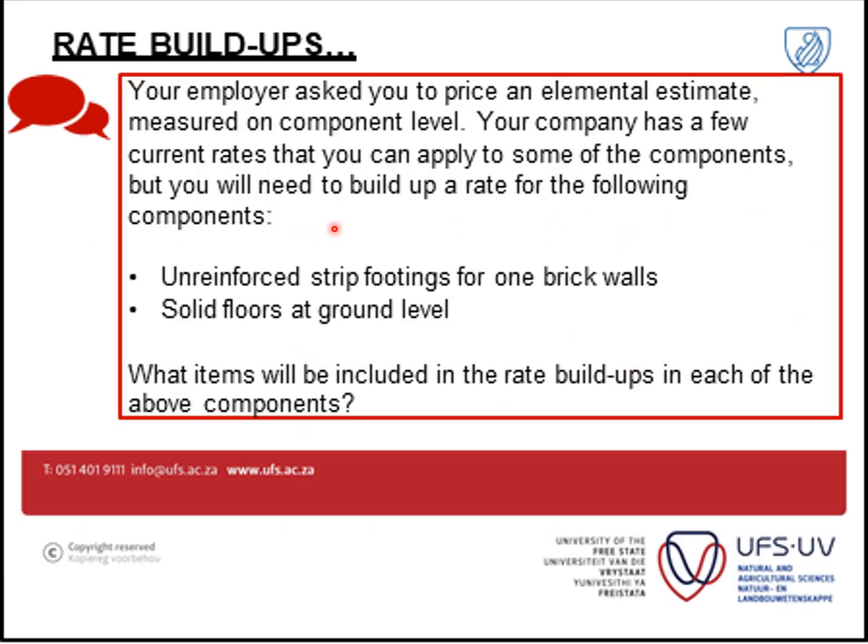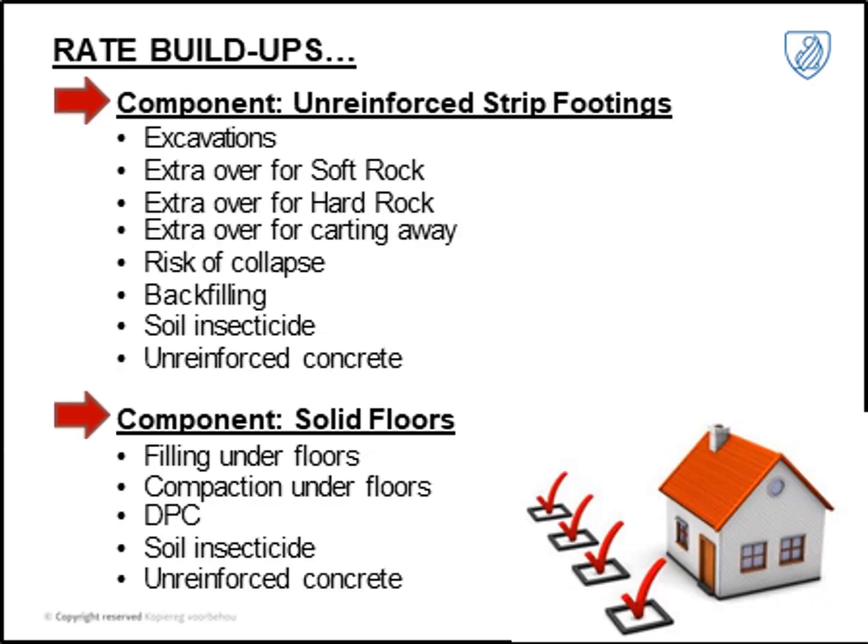So let's look at examples. Your employer asks you to price an element estimate measured on component level. Your company has a few current rates that you can apply to some of the components, but you will need to build up a rate for the following components: reinforced strip footings for 1 brick walls, and your solid floors at ground level. The question asks what items will be included in the rate build-ups in each of the following components. So that's where you refer back to your elemental guide.